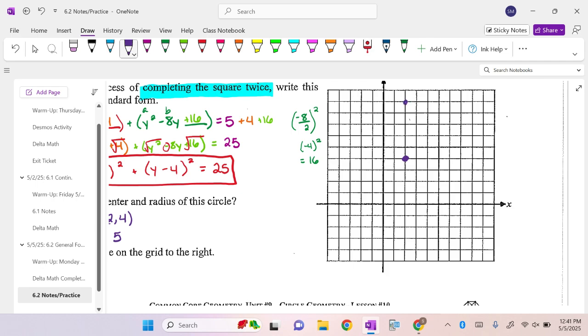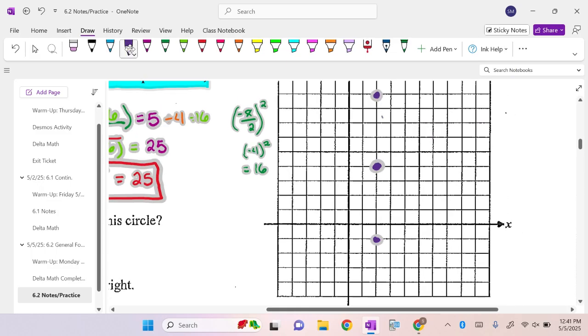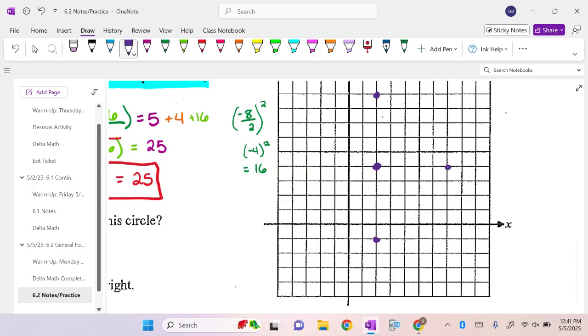So here, I'm going to count 5 down from the center, or to the south of the center. So here, I'm going to count 5 east, or to the right. So here, then I'm going to count 5 to the west, or to the left. So right here.